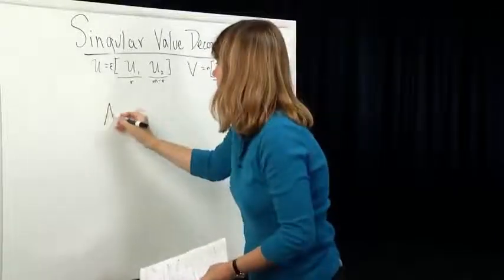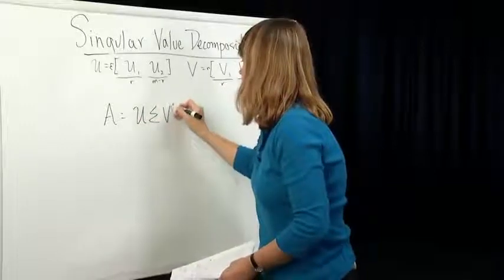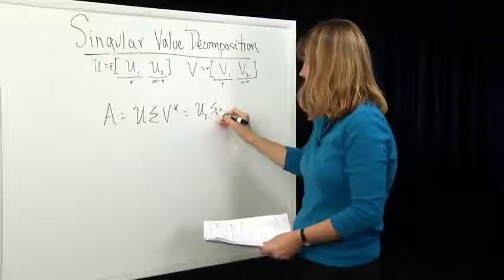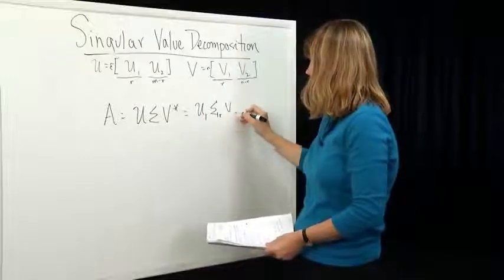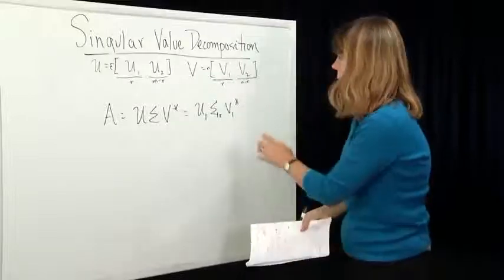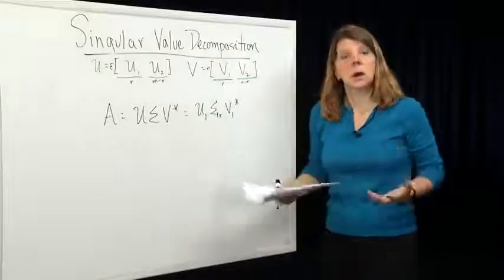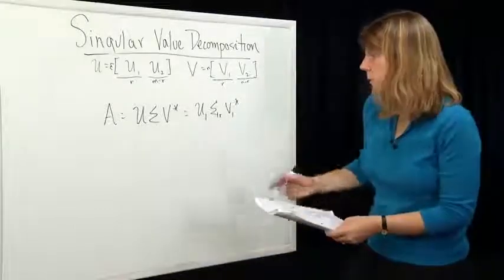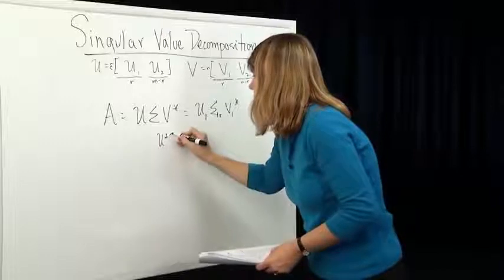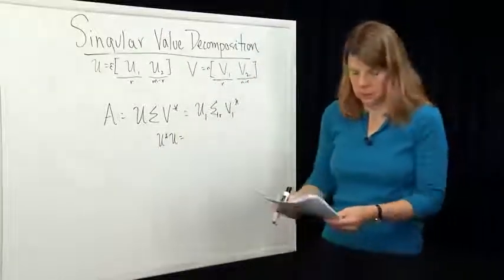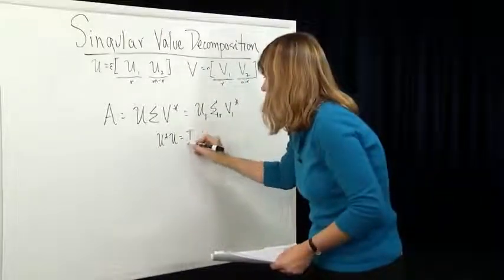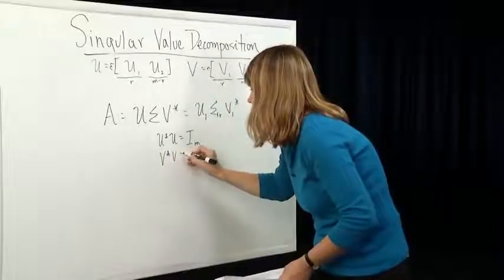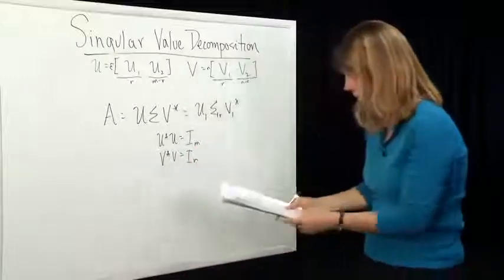A is equal to U Sigma V star, and that's just going to be U1 Sigma_r V1 star. Remember, star is the complex conjugate transpose of the corresponding matrix. So U star U, where U is a unitary matrix, is an M-dimensional identity matrix. We know that V star V is going to be an N-dimensional identity matrix.